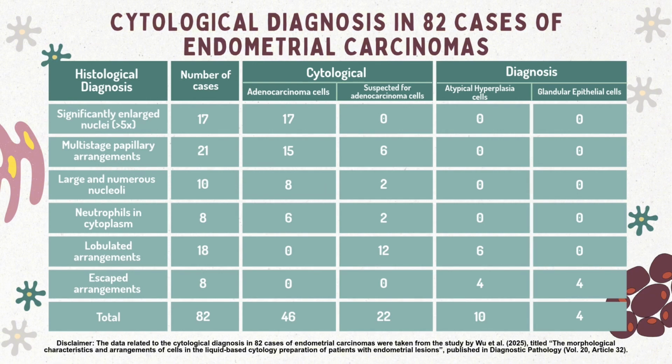8 cases for neutrophil in cytoplasm consisting of 6 adenocarcinoma cells and 2 suspected for adenocarcinoma cells, 18 cases for lobulated arrangement consisting of 12 suspected for adenocarcinoma cells and 6 atypical hyperplasia cells, and lastly, 8 cases for escape arrangement consisting of 4 atypical hyperplasia cells and the other 4 are glandular epithelial cells.